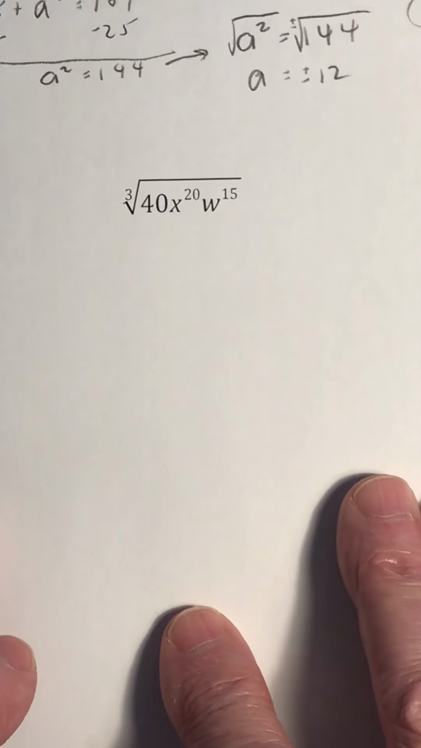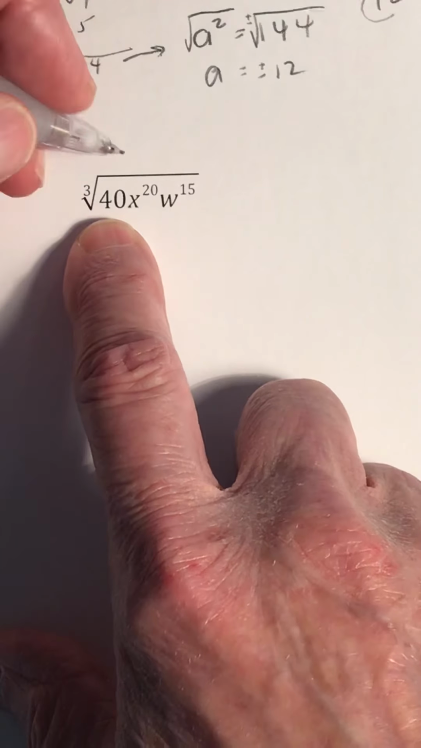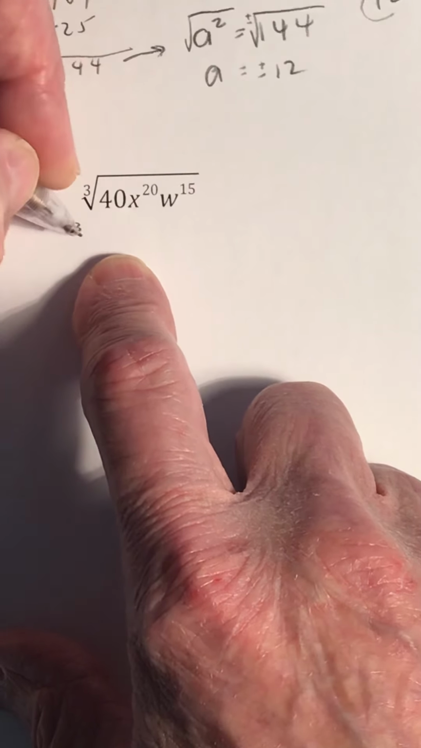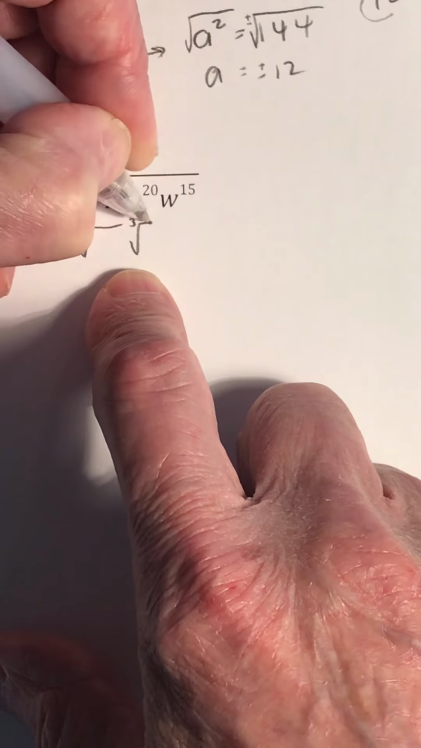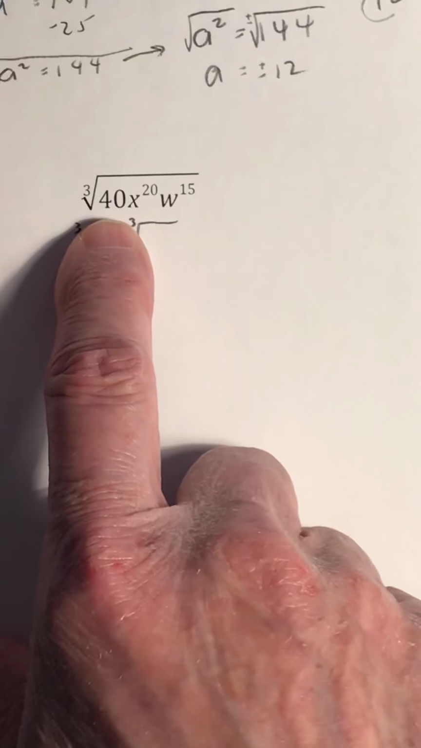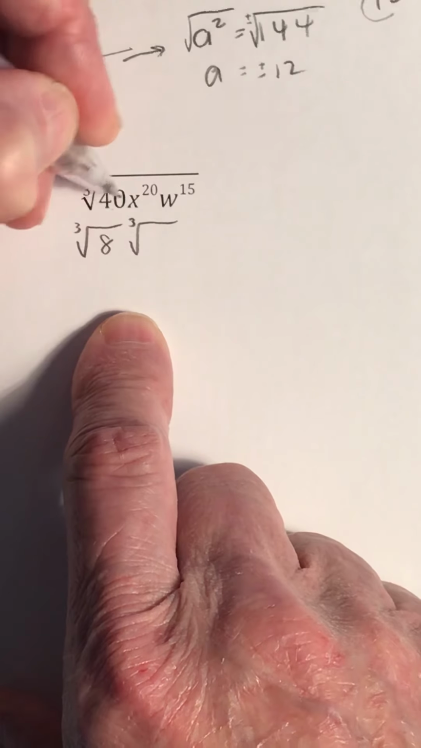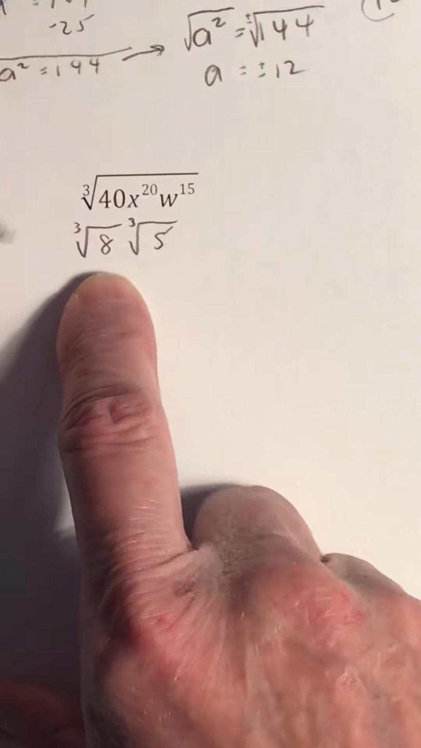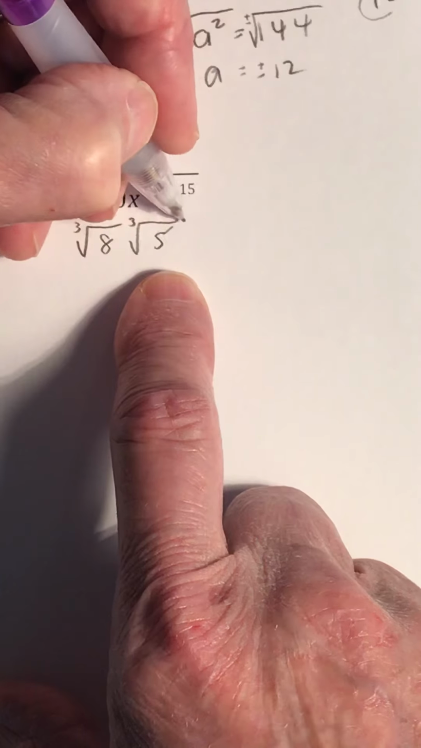And here's a nice little cube root exercise. 40 is not a perfect cube. Divide by 2, you get 20. That doesn't do us any good. You can't divide it by 3. Divide it by 4, you get 10. That's not a perfect cube. Divide it by 5, you get 8. Hooray for 8. 8 is a perfect cube. There's our 40 factored.